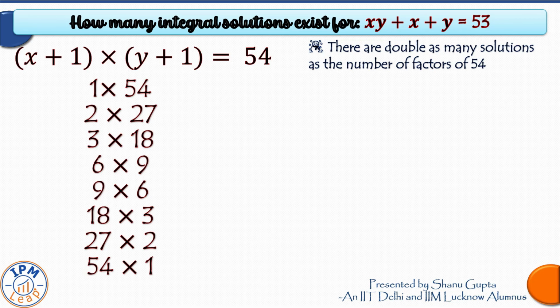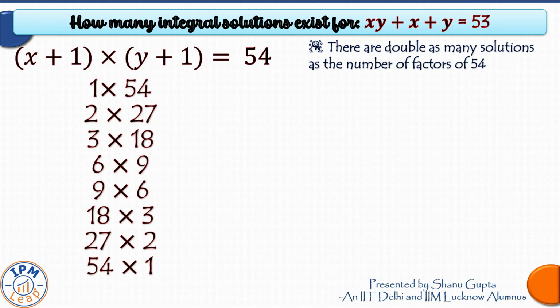Each of these 8 ways gives us a potential solution because we can equate the first term, which is x plus 1, with the first factor, and the second term, y plus 1, with the second factor. The combination of x and y that you arrive at will certainly satisfy the equation.